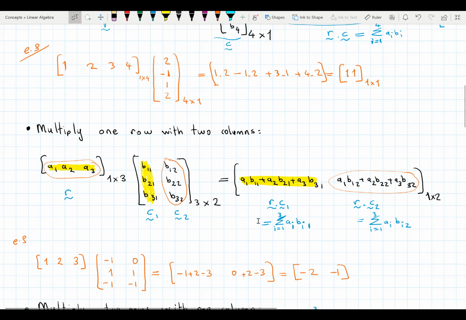And we can write this as a sum as well. As we see, A1, A2, A3 changes and B1, B2, B3 changes; the second index is fixed for this term. So what we have here as a sum is Ai times Bi1, and here we have Ai times Bi2. The second index is fixed for this entry.